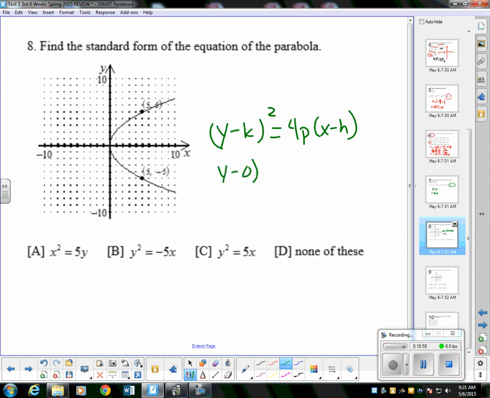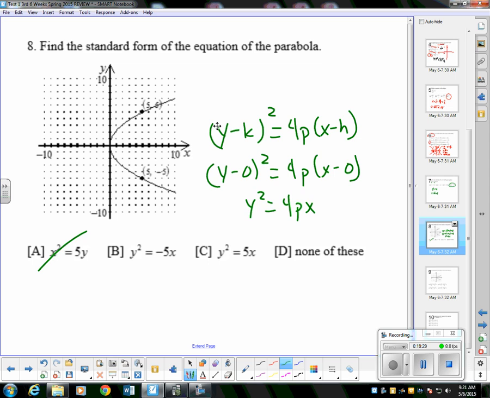So I'm automatically down to this. I'll go ahead and write it out this time. I'm automatically down to y squared is equal to 4px. Okay? Now, just by the fact that this is oriented horizontally, the axis of symmetry, we could have already ruled out A, and if we can rule out A, then we may could rule out D. I'm not sure yet. I'm going to leave that open for a second.